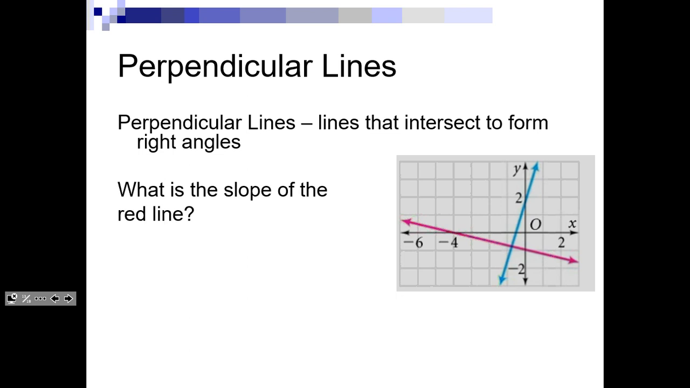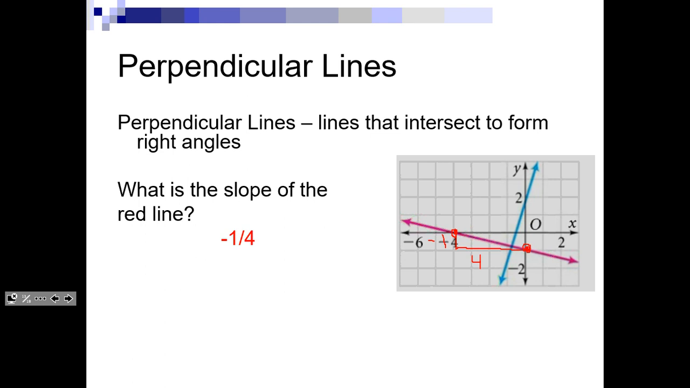And so if we look at the slope of the red line, we notice there's a point right here, and a point right here. And that is down 1 and over 4. So our slope is -1 over 4.